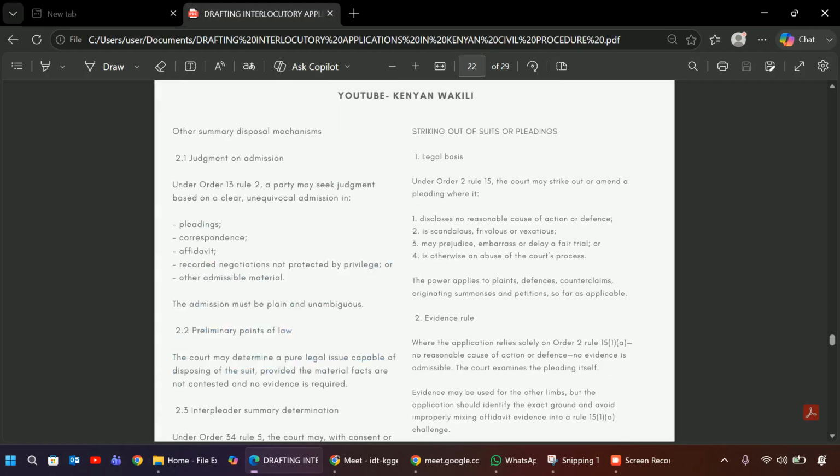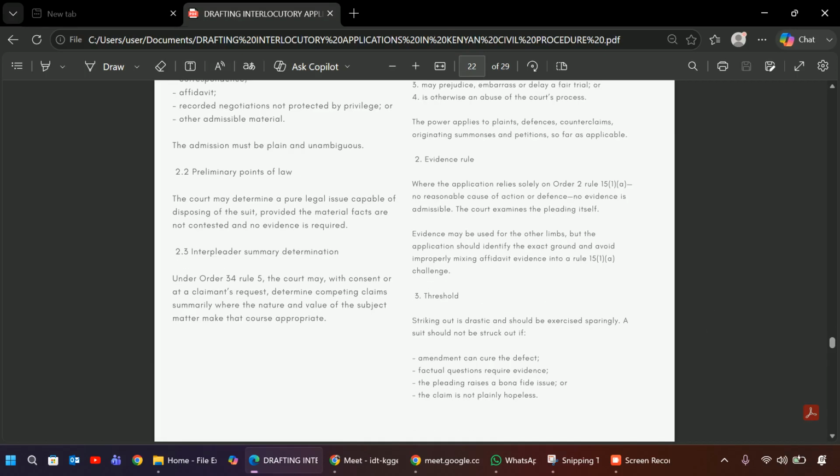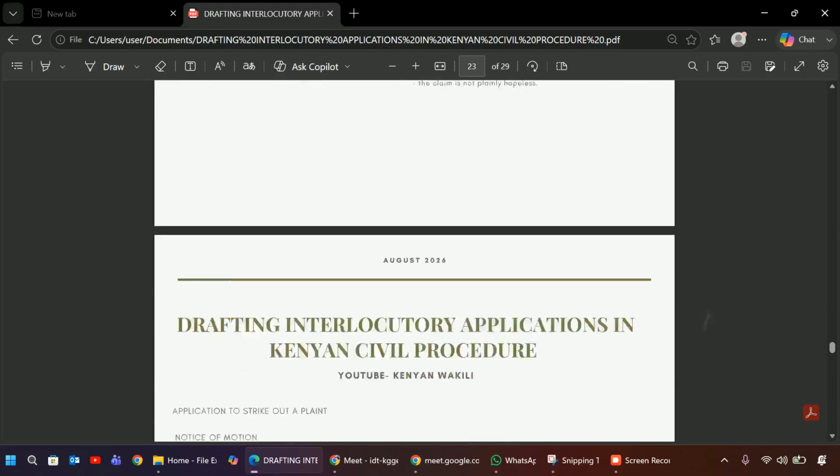Another way to summarily dismiss a matter is through preliminary points of law. The court may determine a pure legal issue capable of disposing of the suit, provided the material facts are not contested and no evidence will be required. Then we also have interpleader summary determination. Under Order 34 Rule 5, the court may, with consent or at a claimant's request, determine competing claims summarily, where the nature and value of the subject matter make that course appropriate.